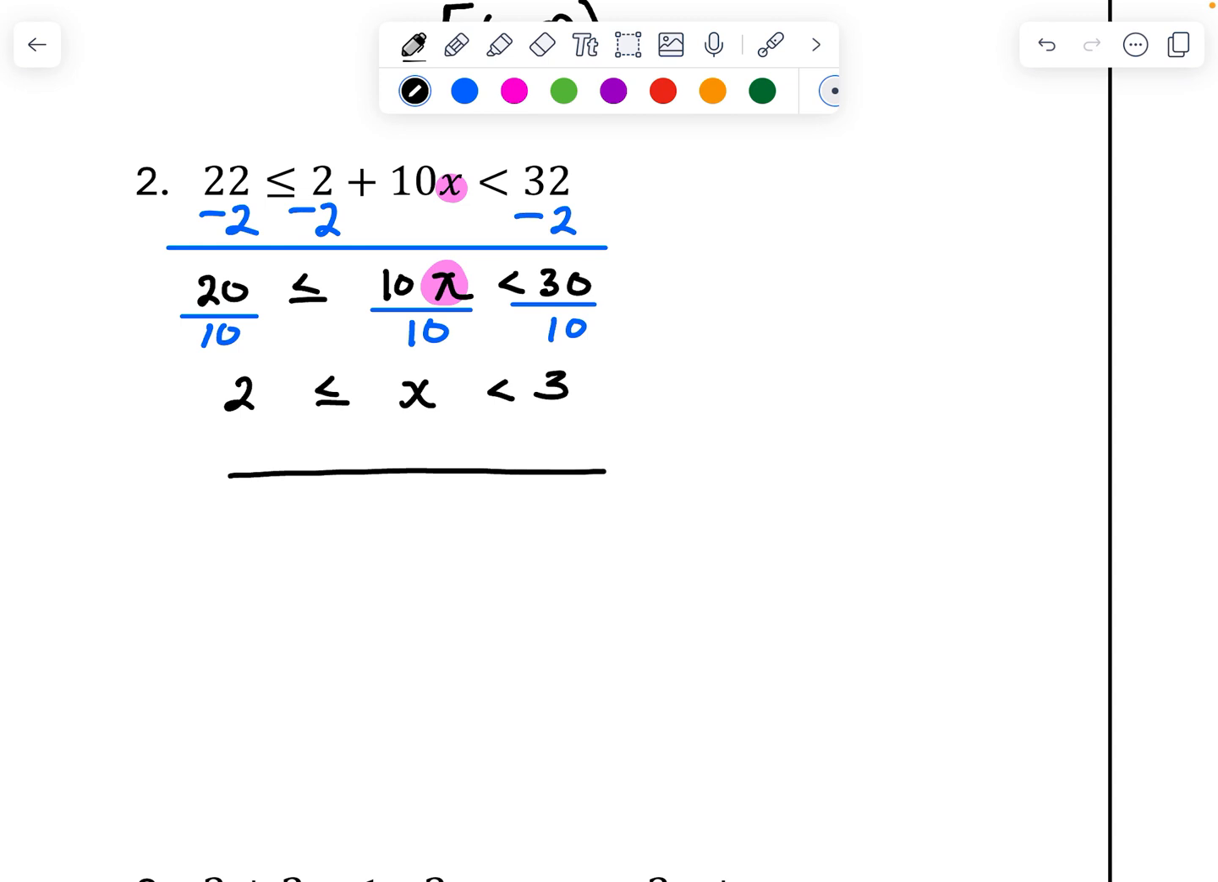So then if this is my number line, I'm going to put 2 on my number line. I'm going to put 3 on my number line. Because this is an equal to, I'm going to fill in the 2. Because the 3 is not equal to, I'm going to leave the 3 open. And because the x is between them, I'm going to shade between them. So my answer is [2, 3). The 3 is a parenthesis because it's not equal to. The 2 is a bracket because it is equal to.